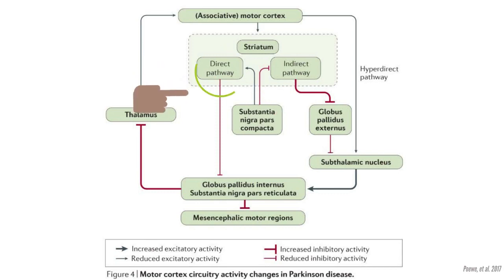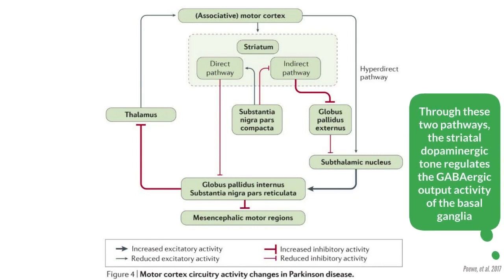The direct pathway is a monosynaptic connection between medium spiny neurons that express dopamine D1 receptors and GABAergic neurons in the globus pallidus internus and the substantia nigra pars reticulata. The indirect pathway originates from medium spiny neurons that express D2 receptors, which project to the globus pallidus externus, and reaches the globus pallidus internus via the subthalamic nucleus as a glutamatergic relay. Through these two pathways, the striatal dopaminergic tone regulates the GABAergic output activity of the basal ganglia.